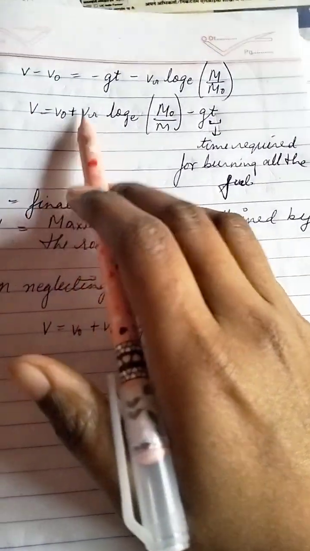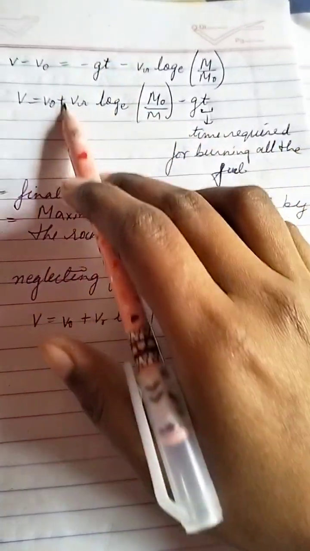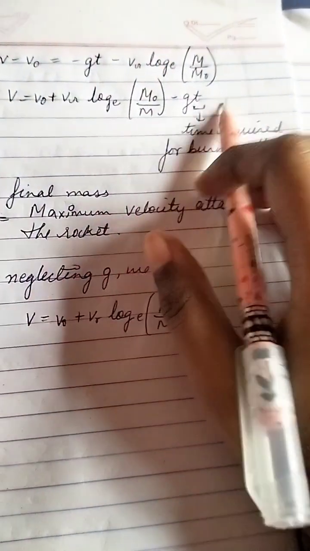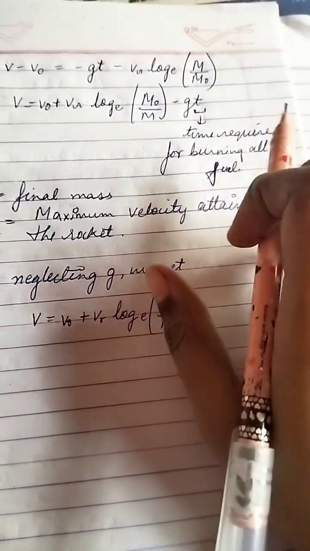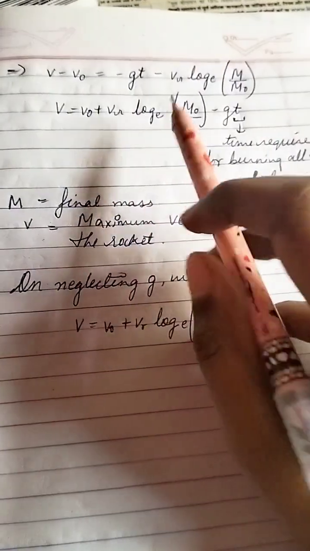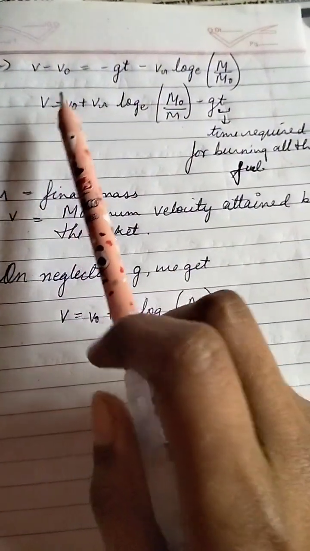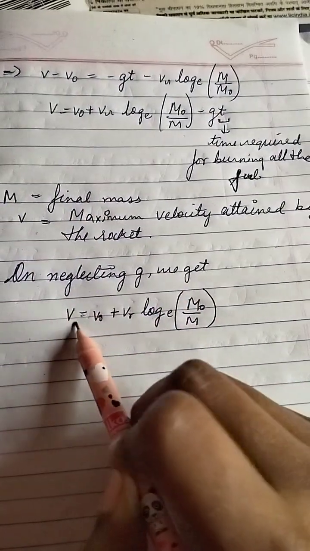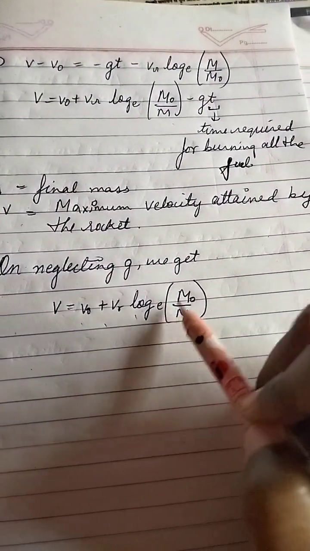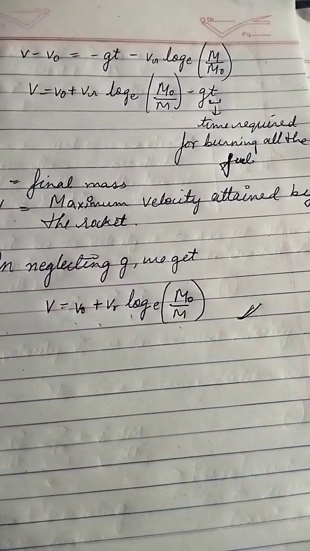This implies v = vo + Vr log_e(mo/m) - gt, taking this to the right hand side. Here t is the time required for burning all the fuel, m is the final mass and v is the maximum velocity attained by the rocket. On neglecting g, we get v = vo + Vr log_e(mo/m). This is the equation of rocket motion.